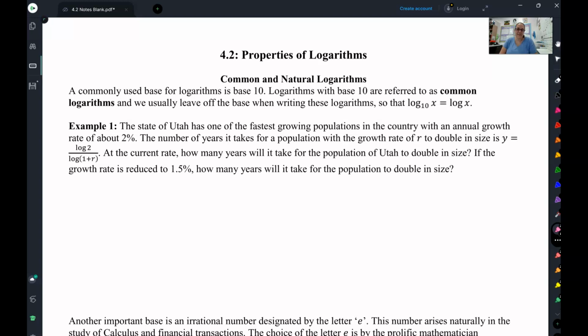Hello and welcome to lesson 4.2. In this lesson, we're going to dive a lot deeper into logarithms.